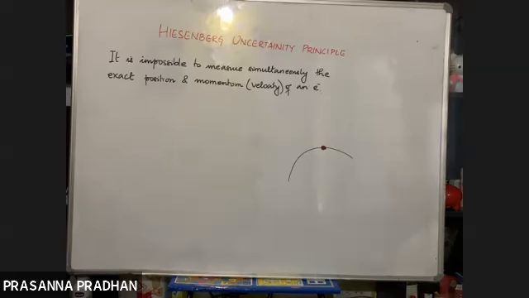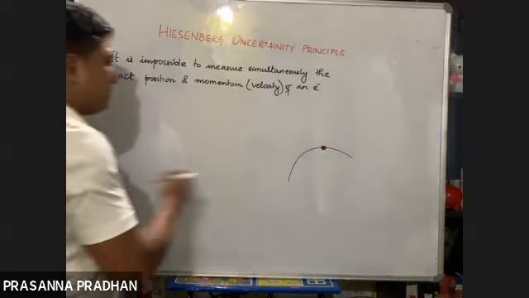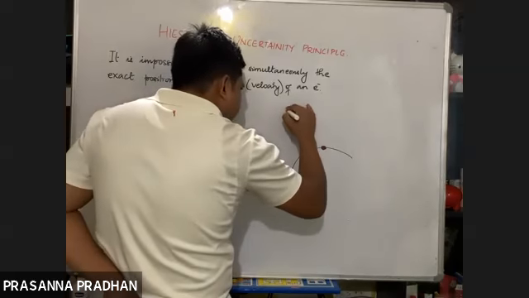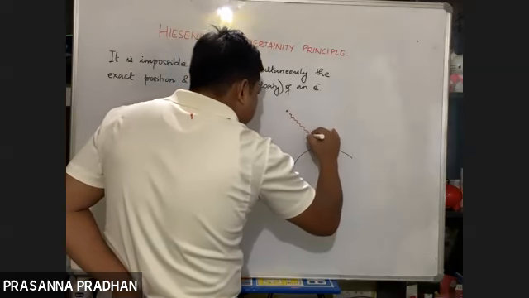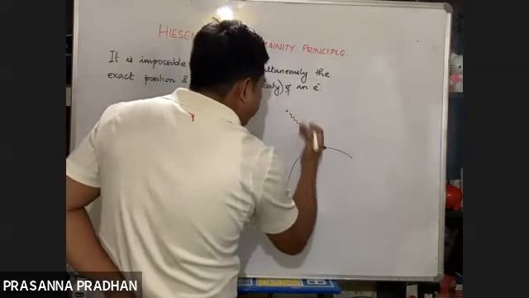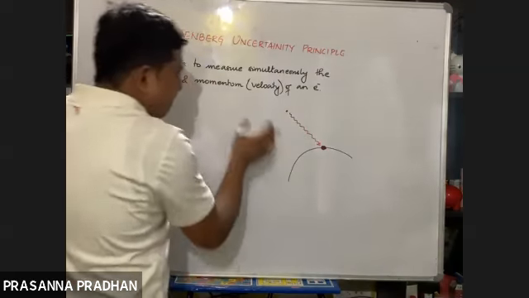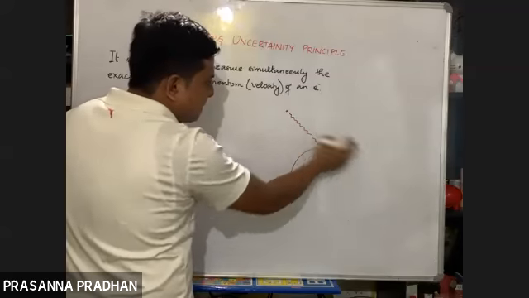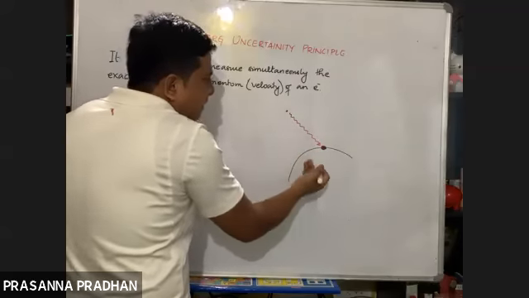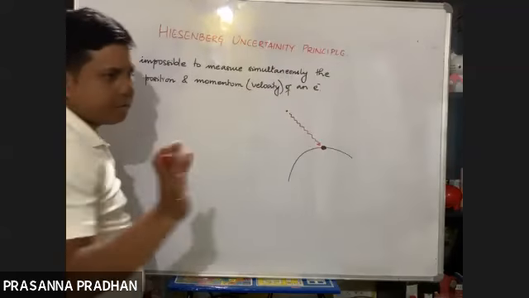So indirectly, what will we do? How are you going to see? We are going to incident some light on this electron, and when this light is reflected, we can know the position of the electron, right? Directly we cannot observe with the microscope, so indirectly we'll incident light on this electron, and when the light is reflected, we can know the position.